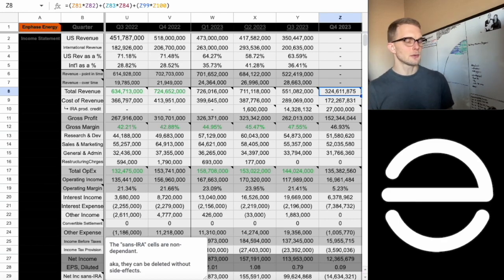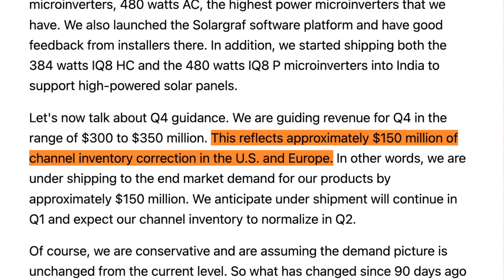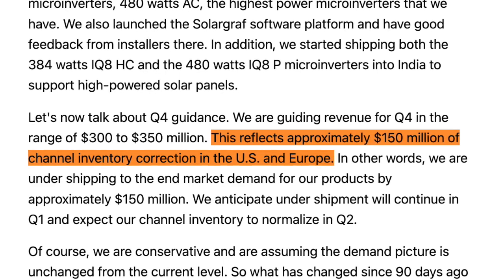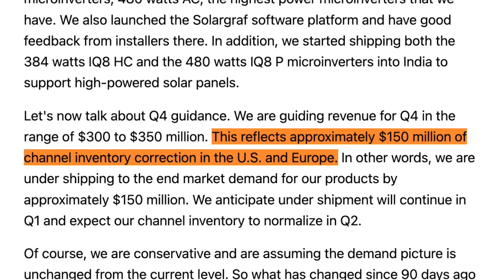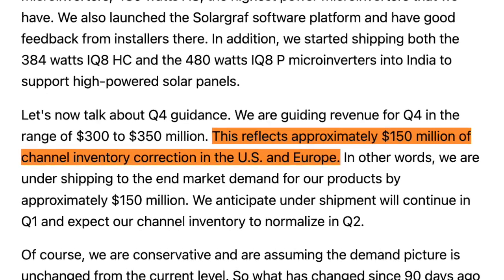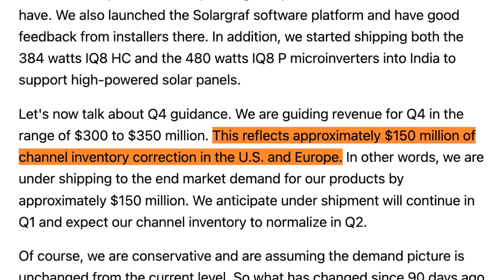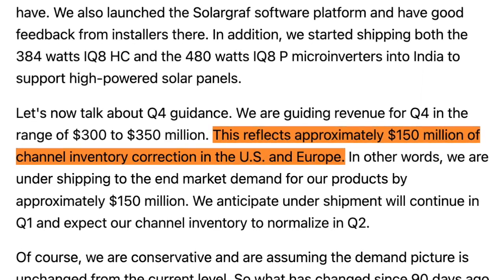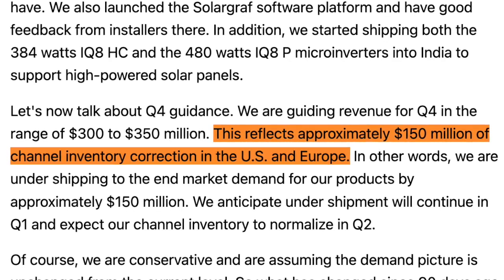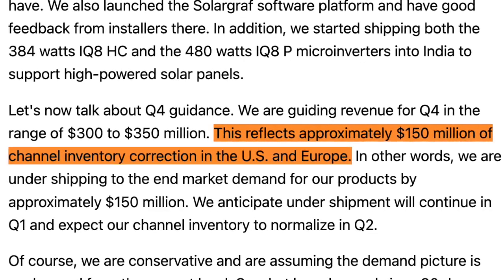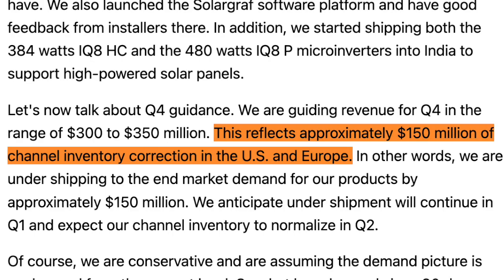So referring to Q4 guidance, during the call, they mentioned that they are guiding for $300 to $350 million. And they followed up saying, this reflects approximately $150 million of channel inventory correction in the US and Europe. In other words, we are under shipping to the end market demand for our products by approximately $150 million. We anticipate under shipment will continue in Q1 and expect our channel inventory to normalize in Q2.